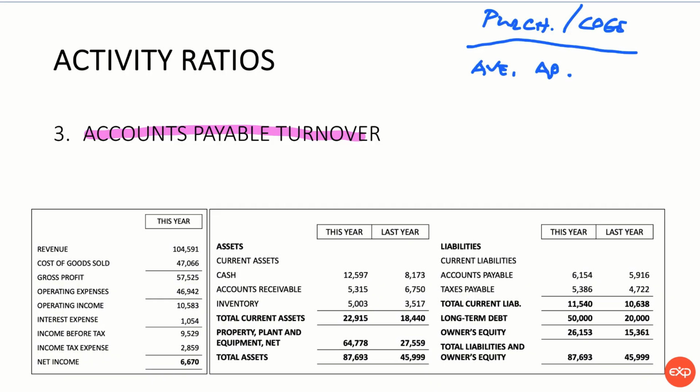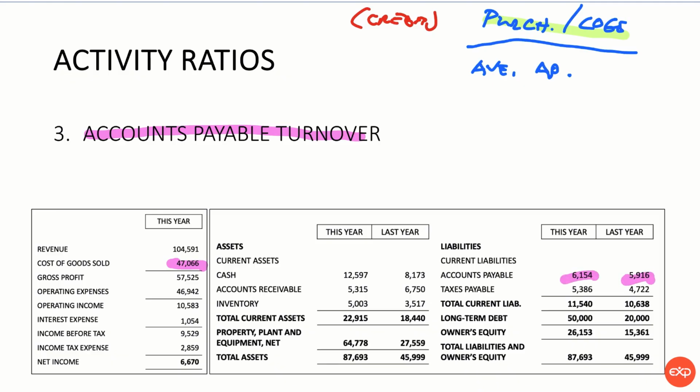Now, purchases and COGS. The caveat to this is very similar to your sales in the accounts receivable turnover calculation: the purchases that you are using have to be on credit. Any cash purchases that you make should not be included in this calculation. But for the sake of our calculation today, we will assume that everything we buy is on credit as well. So the numbers that we're going to be using are COGS and average AP, which are these two numbers there.